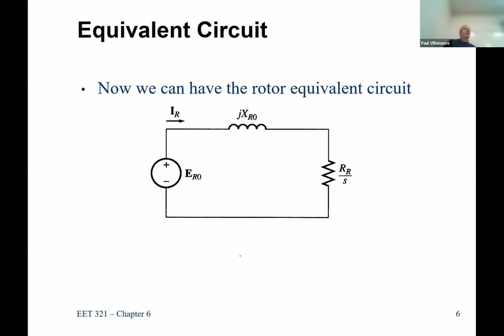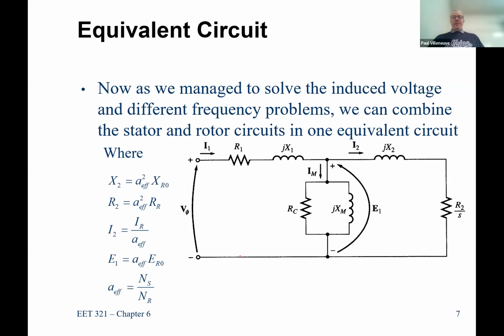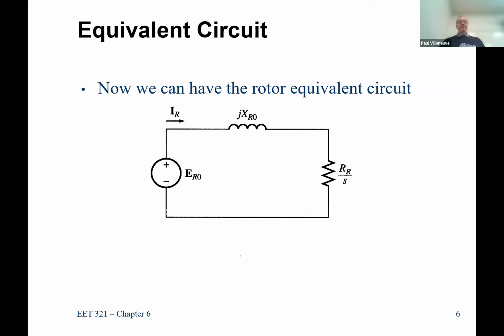So now here is our updated circuit with everything written relative to a block rotor condition. The modification we needed to make was R sub R over S. So let's look at this. Let's go back over here. This is a better way. Does the R sub R over S make sense to you?